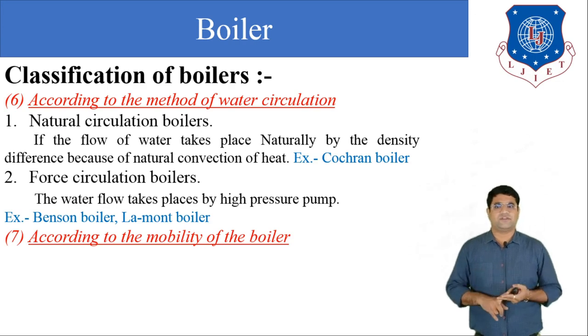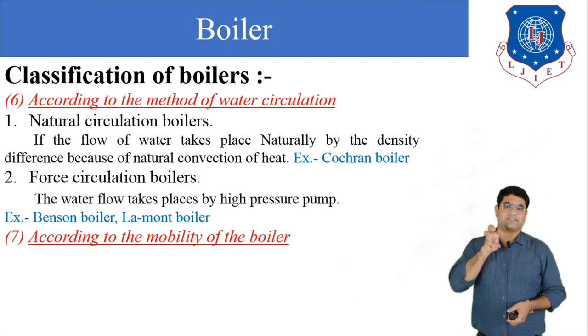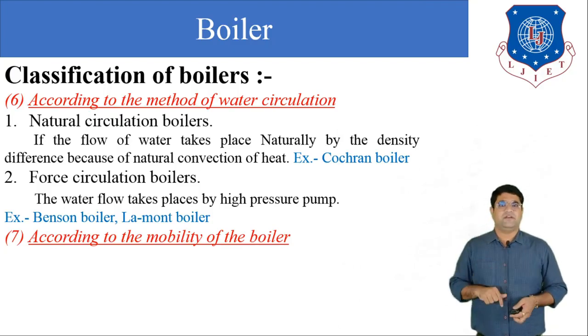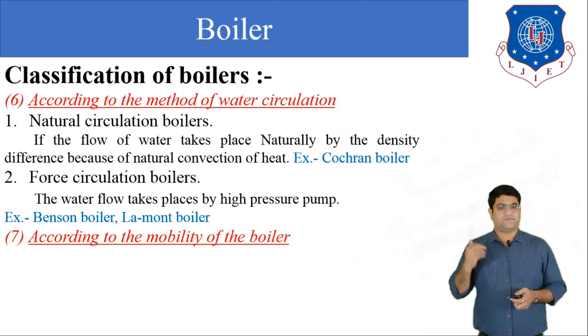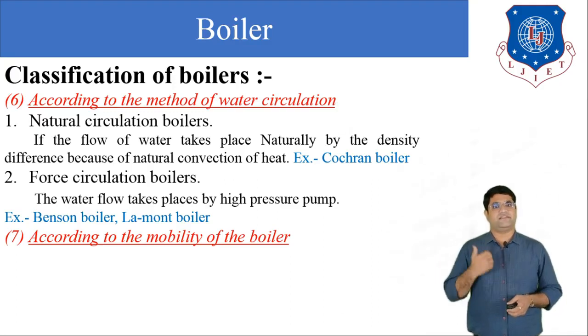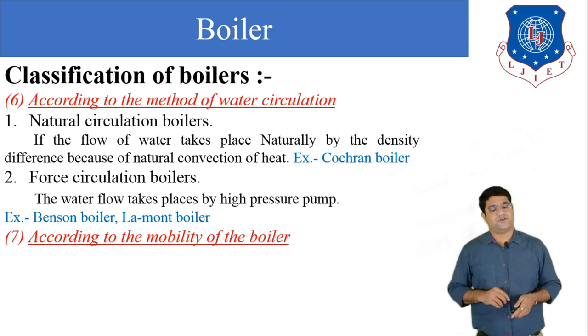Second is the forced circulation boiler. In the forced circulation boiler, we provide some external force or use some external device like a pump to transfer the water. This type of boiler is known as the forced circulation boiler, and examples of the forced circulation boiler are the Benson boiler and the Lamont boiler.